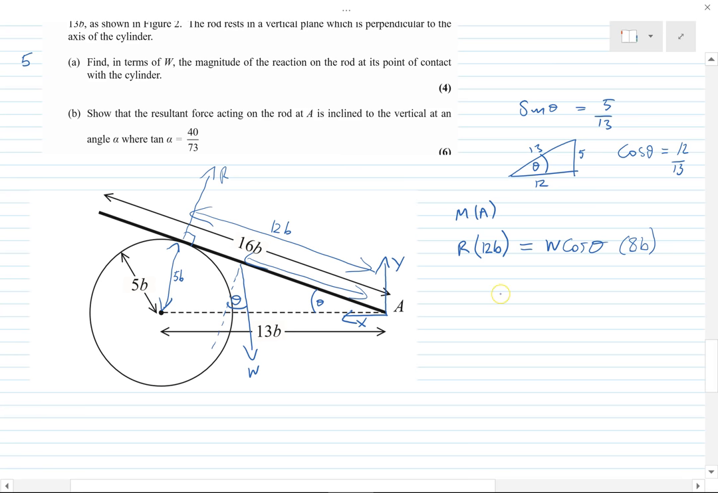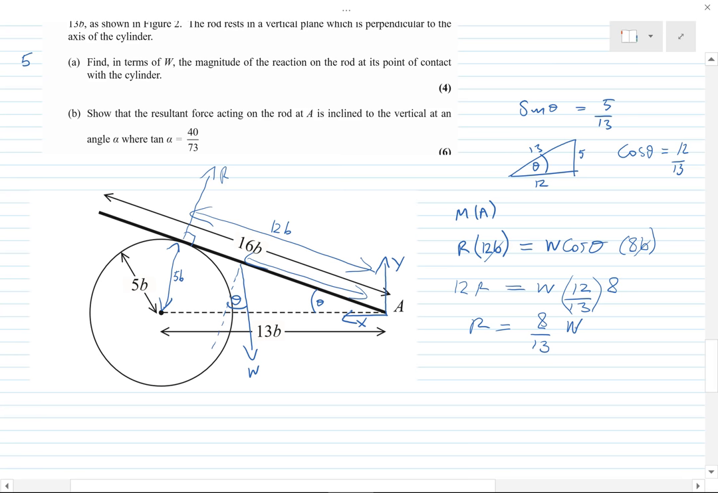Now b cancels and we can write in cos theta, so we have 12R is equal to W times cos theta, which is 12 over 13, times 8. So the 12 cancels and we're left with R equals 8 over 13 W. 4 marks for that, it's not too bad, is it?